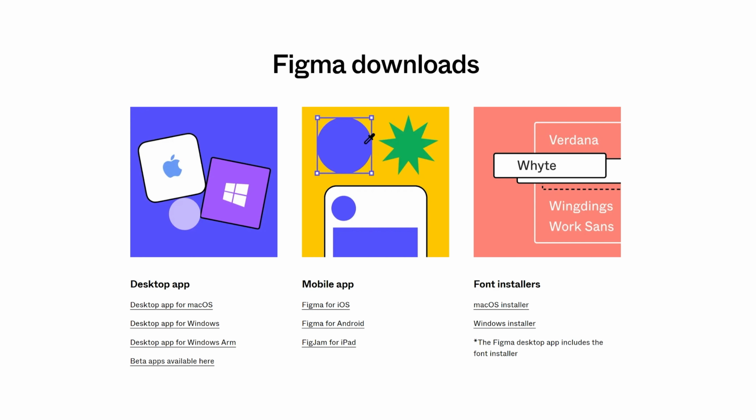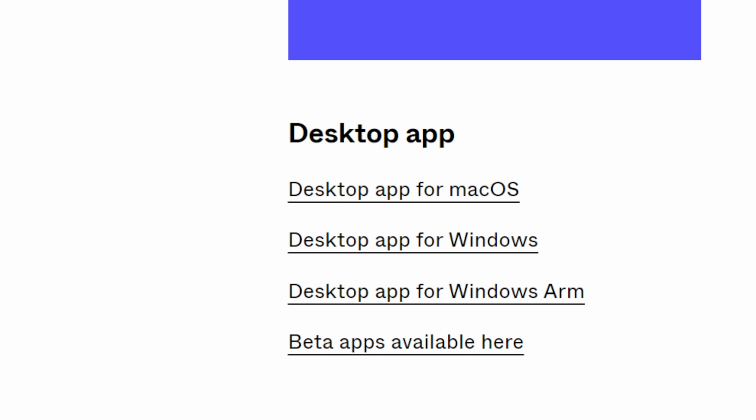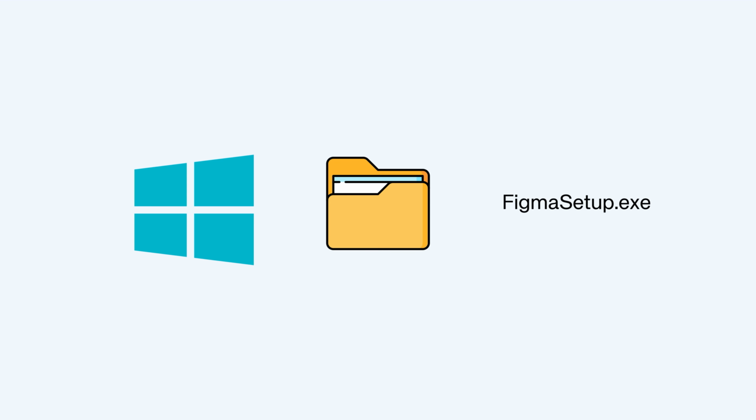The next step is to download and install Figma, and to do that you have to go to figma.com/downloads and you will see this page. Now choose the version of Figma that's right for your operating system. Click the link to download the installation file. If you are on Windows, find the installer file in your downloads folder. It will be named something like Figma Setup. Double-click this file and start the installation.